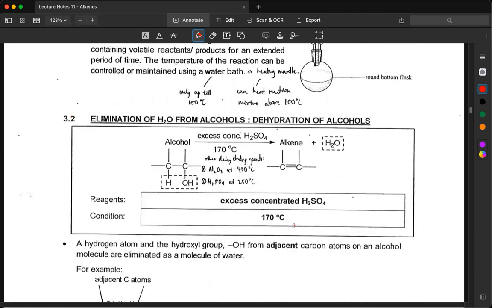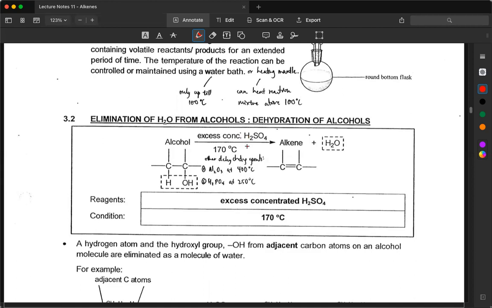Now, let's look at the second method where we eliminate water from alcohol. We call it dehydration of alcohol. The conditions and the reagents used are excess concentrated sulfuric acid. Concentrated sulfuric acid is a good dehydrating agent.